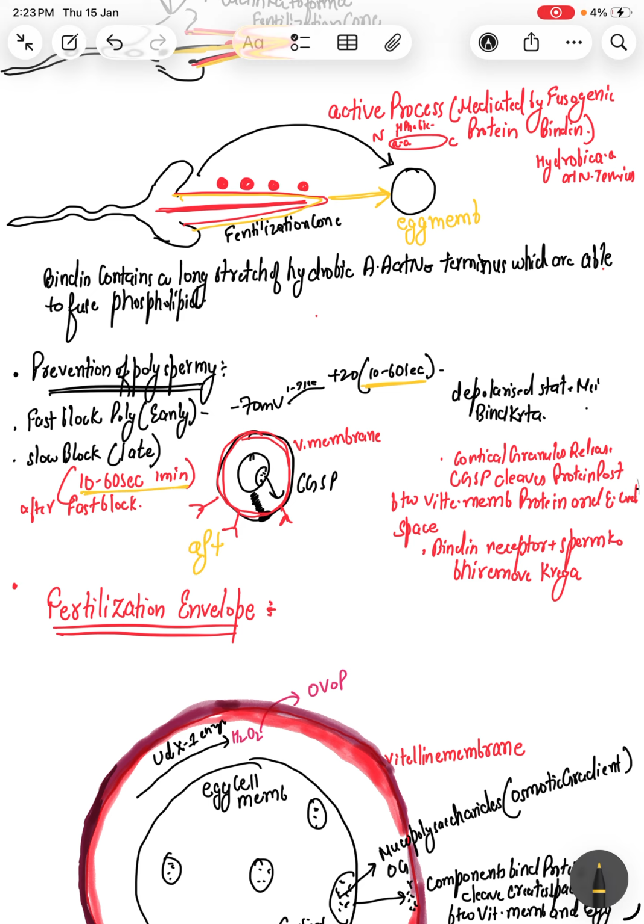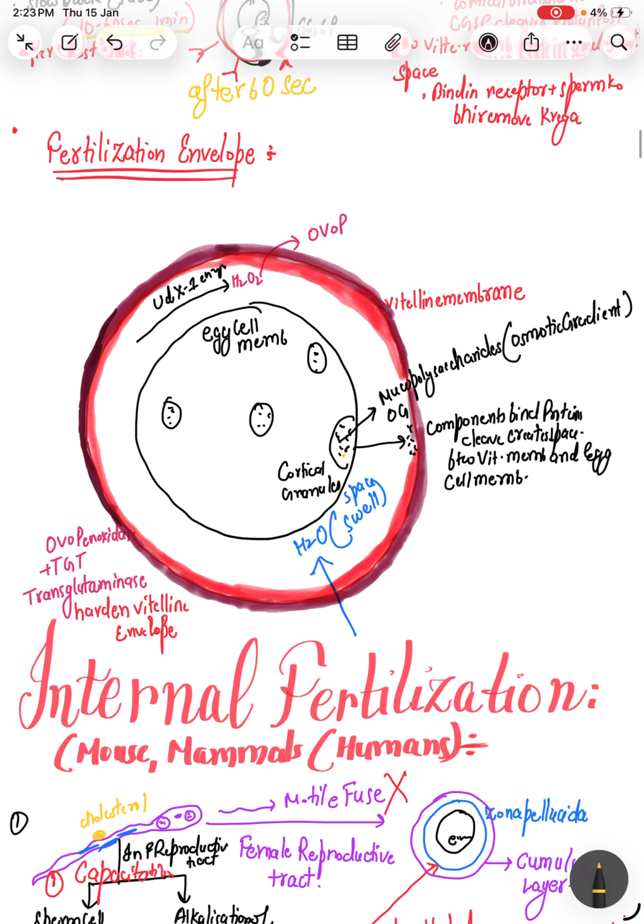So what happens is that we have the egg membrane and the vitelline membrane. So inside the egg membrane we have cortical granules. The exocytosis of the cortical granules will take place, and due to this exocytosis there is a protein post between this egg membrane and the vitelline membrane which connects these two membranes. But these cortical granules degrade this protein post, and also clip off the receptors which are present on the vitelline membrane. So as receptors are not present, the sperm cannot bind to this egg membrane and fertilization will not take place.